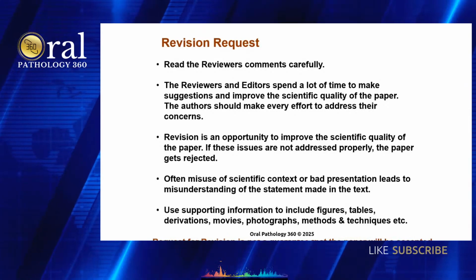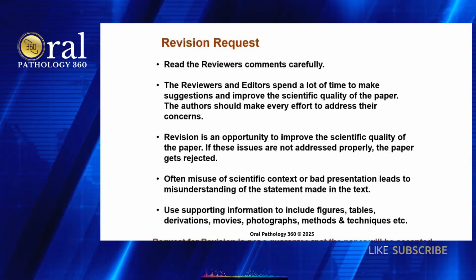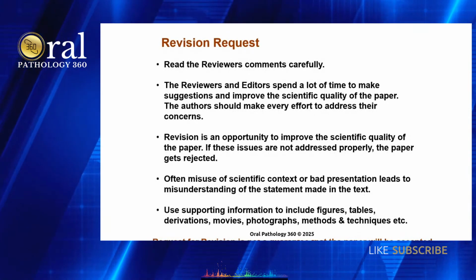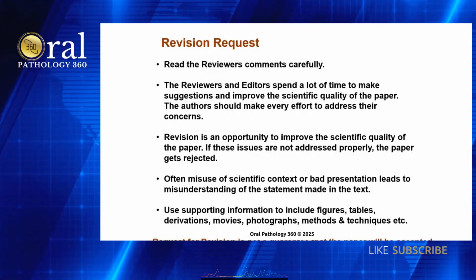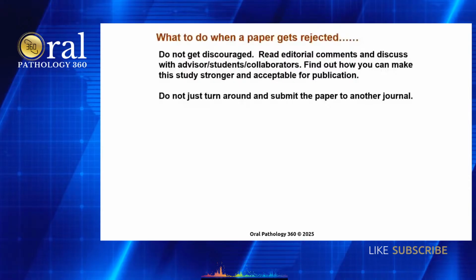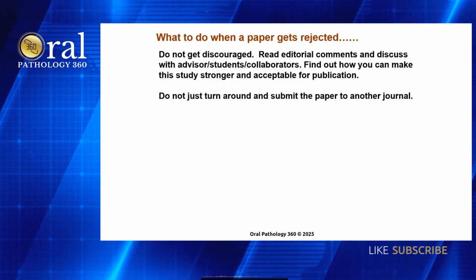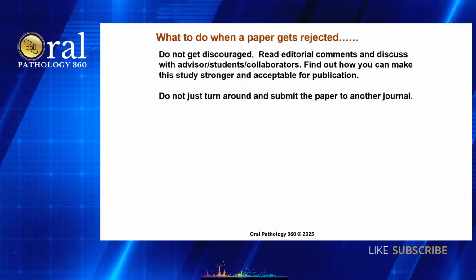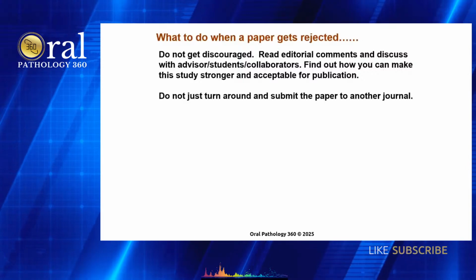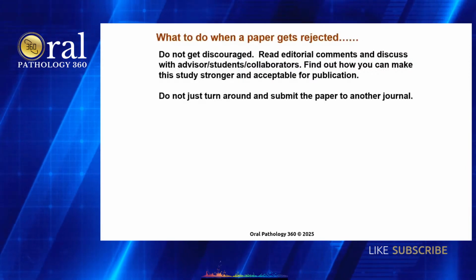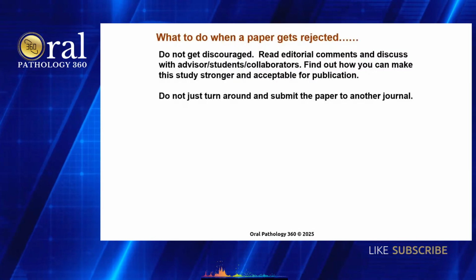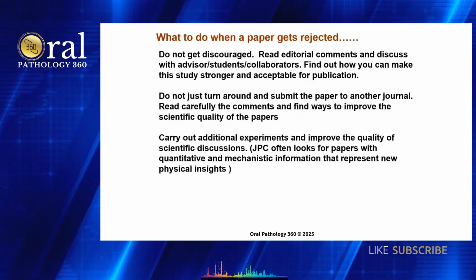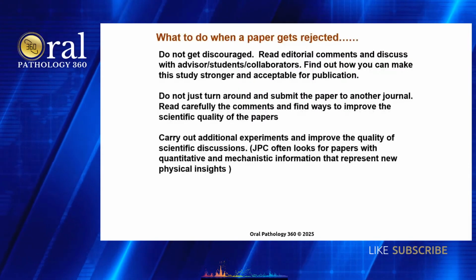So, a request for revision doesn't mean that your paper will be accepted by the journal. There is no guarantee that after all the exercise, your paper will be published. So, what to do when a paper gets rejected? Do not get discouraged. Read editorial comments and discuss with the advisor, students, collaborators. Find out how you can make this study stronger and acceptable for publication. So do not just turn around and submit the paper to another journal. Always spend time and revise the paper. Carry out additional experiments in case that is required so that you can improve the paper.